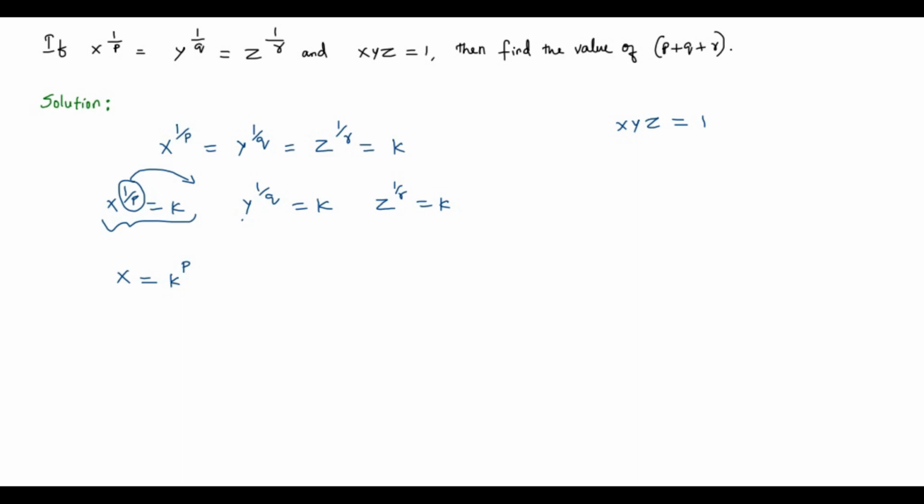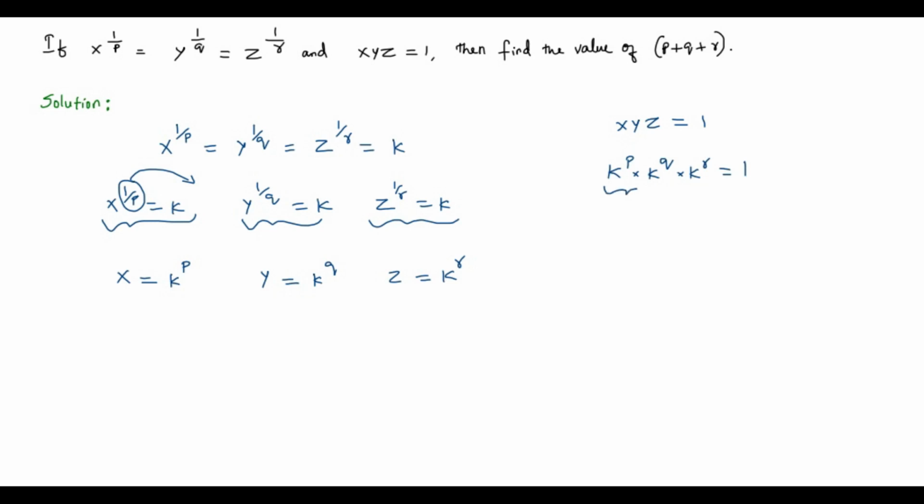Now we can do the same thing in the second and third equations. When I do so, I get y is equal to k to the power of q and z is equal to k to the power of r. Now I have the values of x, y and z. I can substitute them into the second equation, that is x times y times z is equal to 1. So k to the power of p times k to the power of q times k to the power of r is equal to 1.